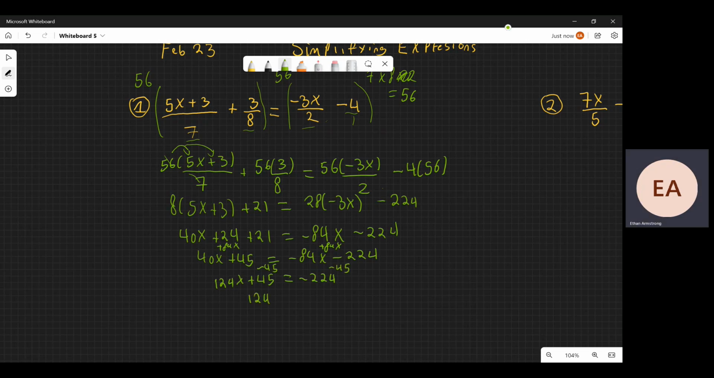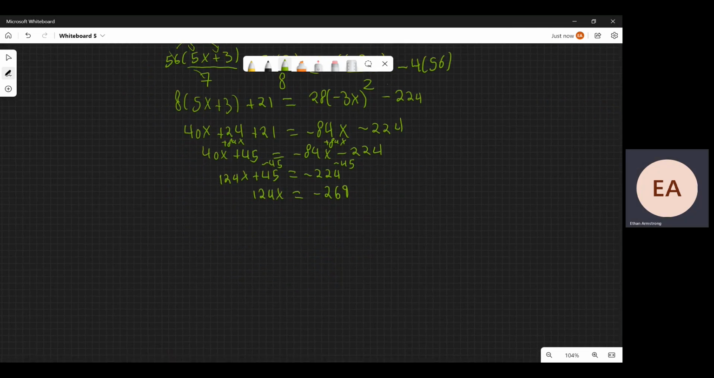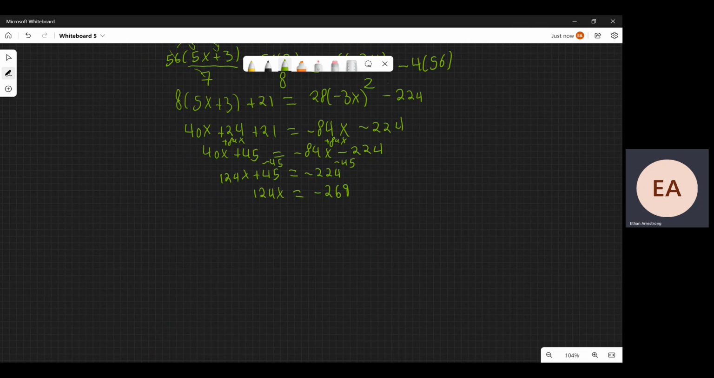Now we have 124x equals, what is that? Negative 269. Once we have just one x term, or just one variable and one constant, then we can start dividing. So we'll divide by 124. That leaves us with x equals negative 269 over 124, which is approximately negative 2.17.